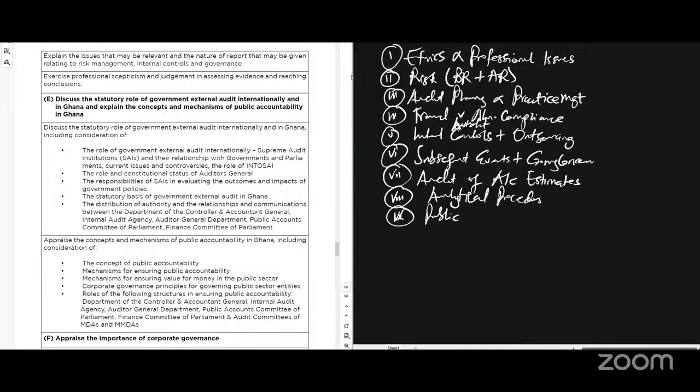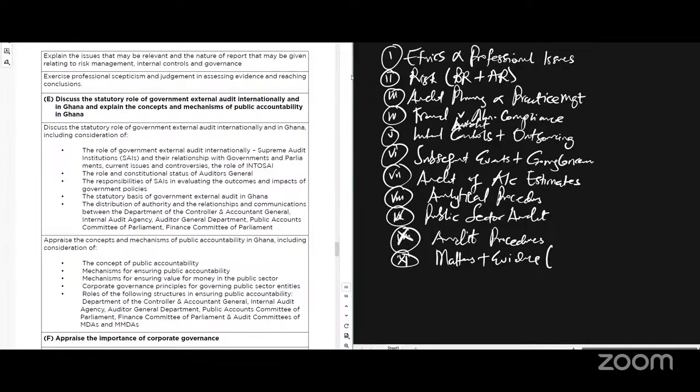Public sector audit. You have audit procedures. Audit procedures, matters and evidence. So matters and evidence is where you have the accounting treatment, right? Where I told you what is wrong, what does the IAS say, the materiality, so the accounting treatment, the materiality, the risk, and the evidence, right?